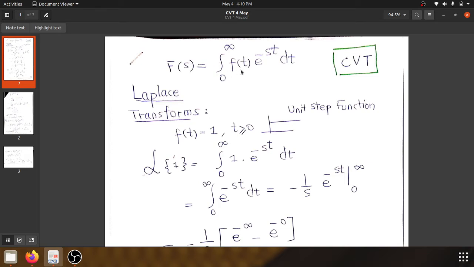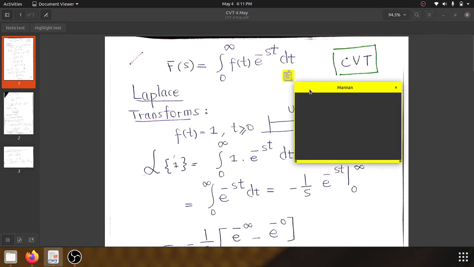And the transform is computed using this integral based formula, where the given function of time is multiplied by e to the minus st and is integrated from 0 to infinity, right? And this transform is defined for the values of t greater than or equal to 0, right?